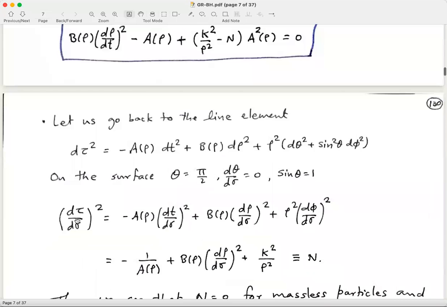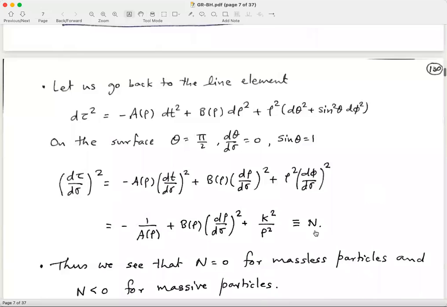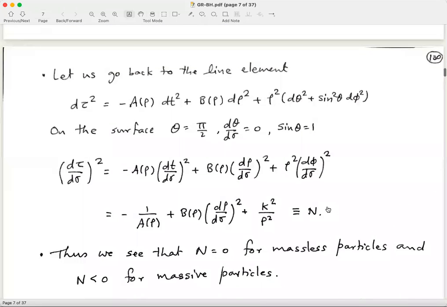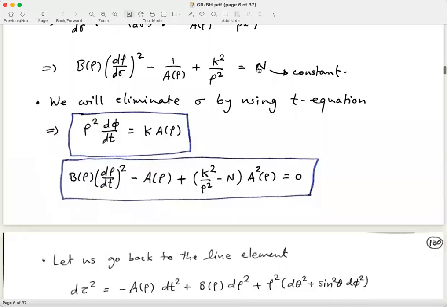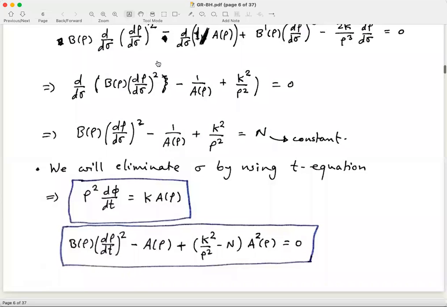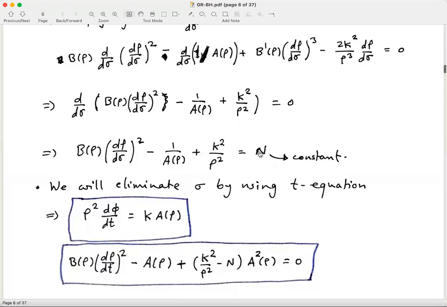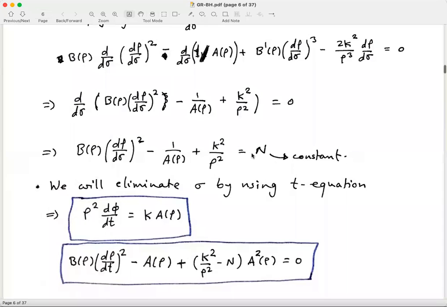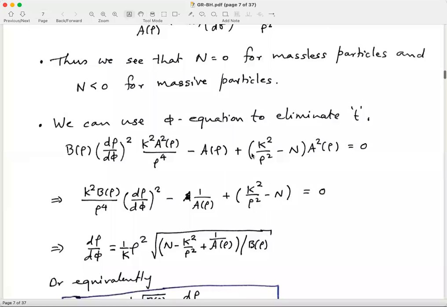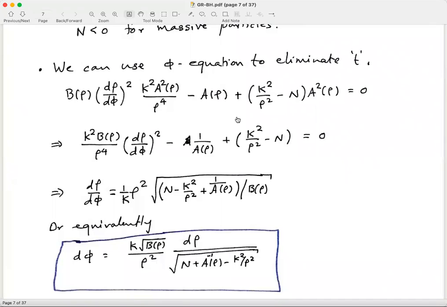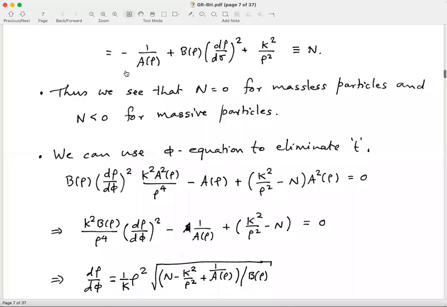Because if d eta by d sigma whole squared is some number here, if this number is 0, then it is actually a line element corresponding to a massless particle. If that number is negative, then it's a line element corresponding to a massive particle. Okay, so therefore this n that we have obtained by solving the rho geodesic equation actually carries the information about what kind of test particle one is looking at.